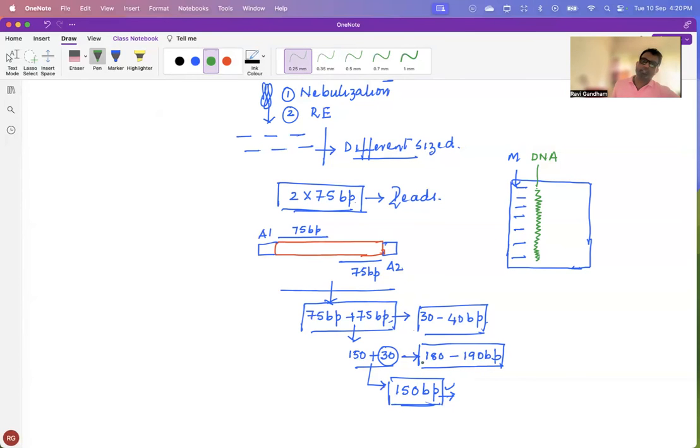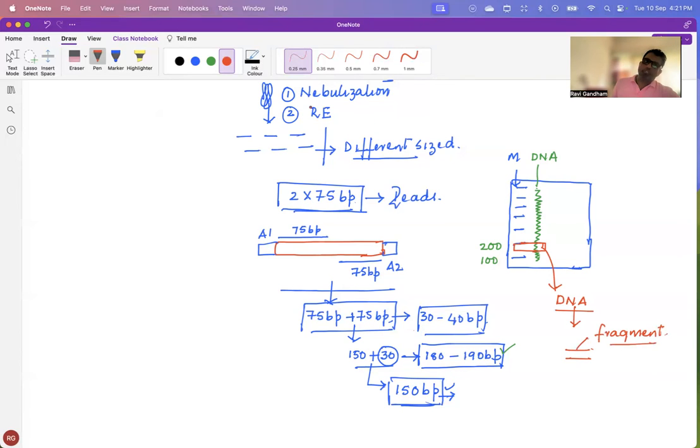Now, what is the size that you need to select? If this is 100 and this is 200, and since the size of the fragment is 180 to 190, you can just go here and cut this gel here from, let us start from 150, since we have taken 150 to be the ideal size. And you can cut this 150 to 200, take this out, isolate the DNA from this, and use these fragments for your adapter ligation. These fragments that you have got are now used for your adapter ligation. Got it? So that's how you normally do.